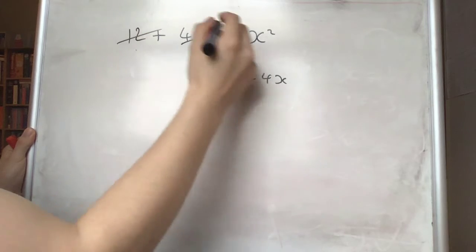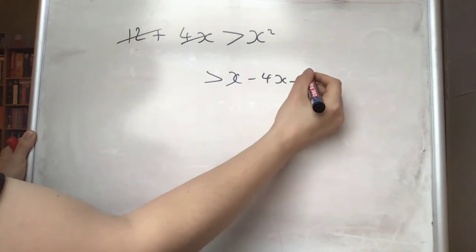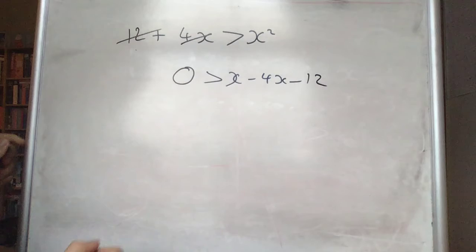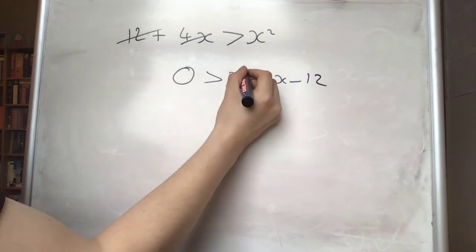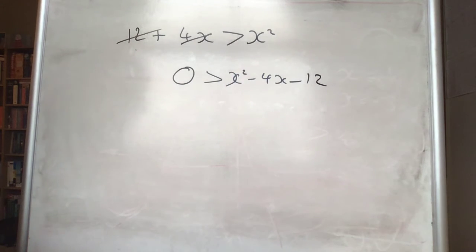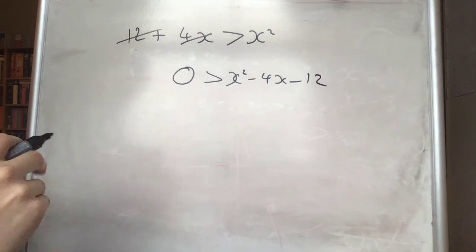X squared minus 12, so it takes it away from this side and puts it over here. And then this side is just going to be 0, like such. Okay, this should be x squared. And at this point, we now have a quadratic expression that we can solve.